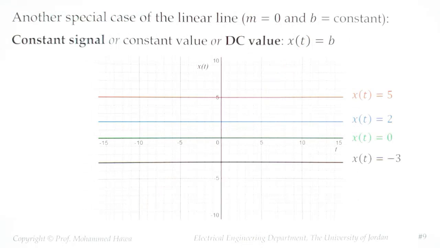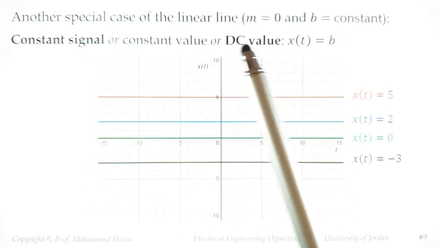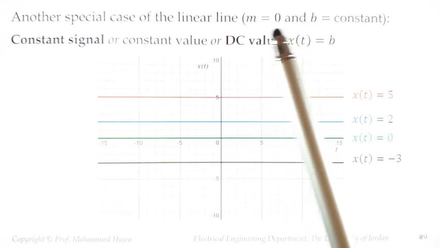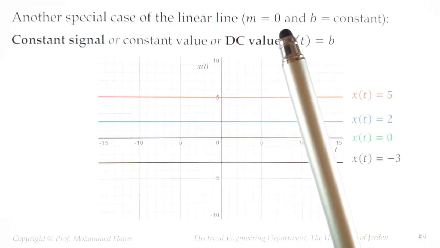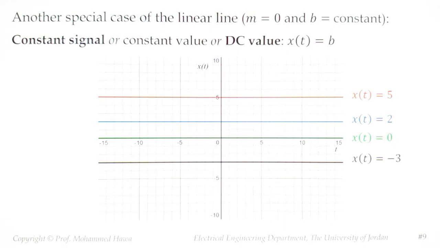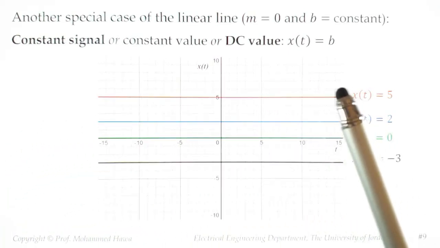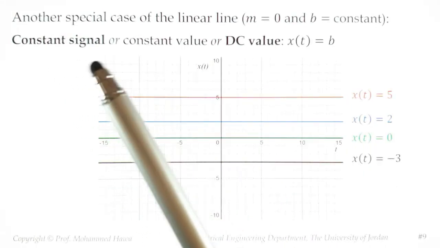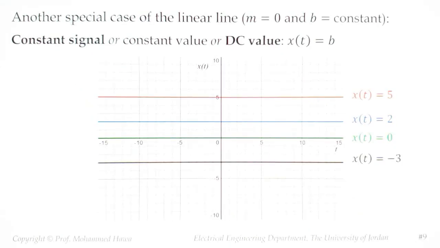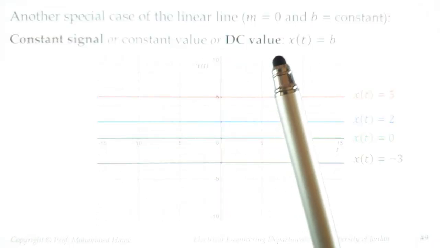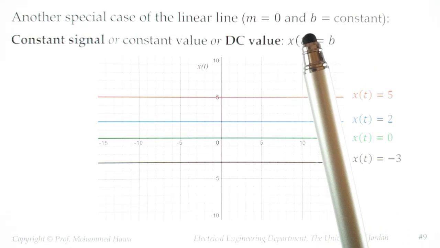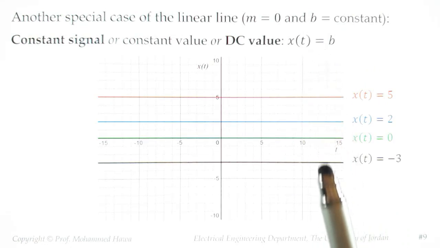Another special case of the linear line is if we make the slope equal 0. If we make the slope equal 0, it means the line is not increasing and the line is not decreasing. Rather, the line is constant. It does not increase or decrease with time. This is what we call constant signal or constant value or DC value, just like direct current. It has constant value, where that value is equal b, the y-intercept here.